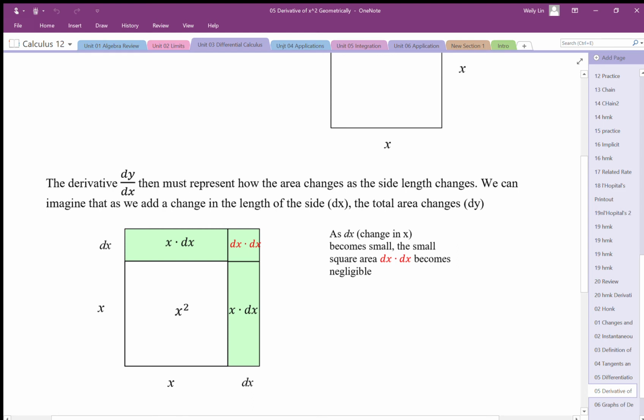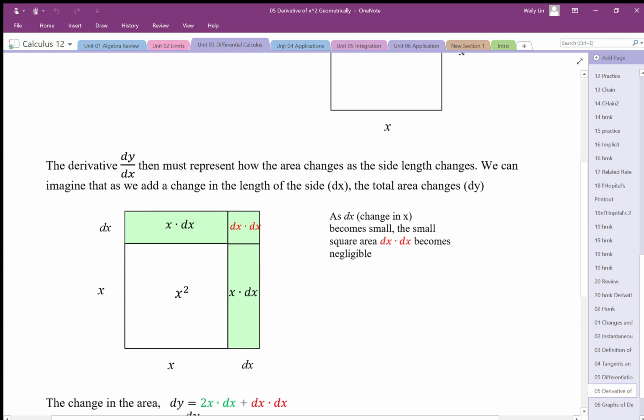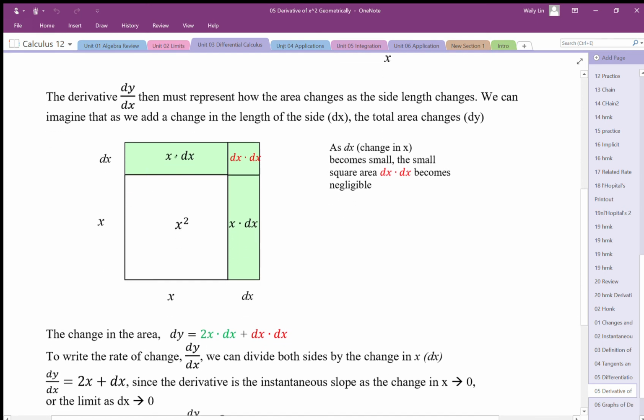Now, I've drawn it exaggeratedly, but as we let dx get really, really small, because that's what it really means, a small change in x, that dx by dx square becomes really, really tiny. It essentially becomes insignificantly small or negligibly small. So that's what I've written over here. So the dx times dx becomes negligibly small. So the change in the area function then must be represented by these two x dx parts. Okay, so the change in y then must be this 2x dx.